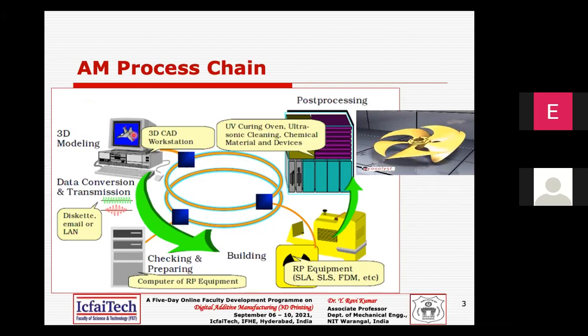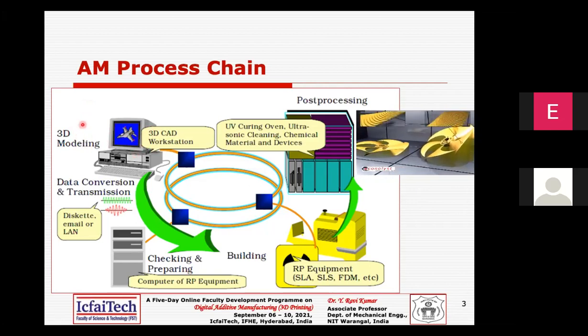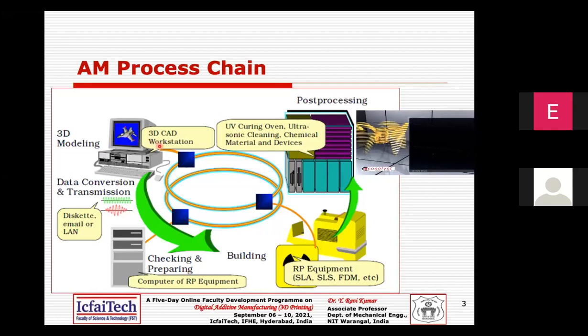Or you can take a DICOM image in case of a medical application, where the DICOM images are further converted to an STL file. So it could be right from scratch through 3D modeling as the start point, or it could be point cloud data which you get in reverse engineering, or DICOM images further converted into an STL file. So that is going to be the start point of the typical AM process.